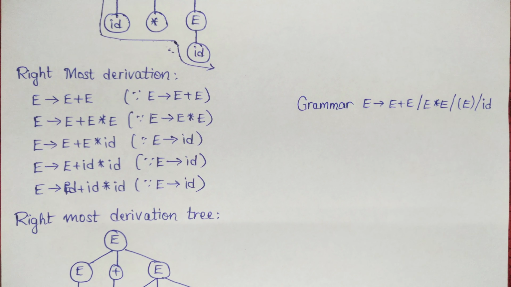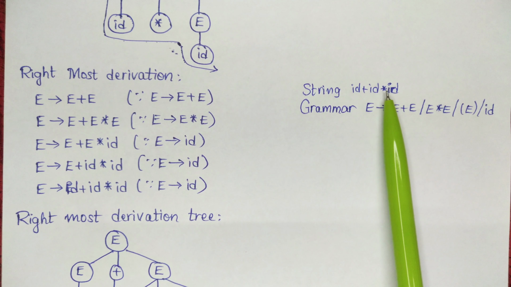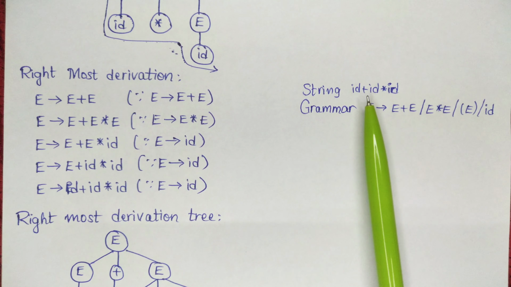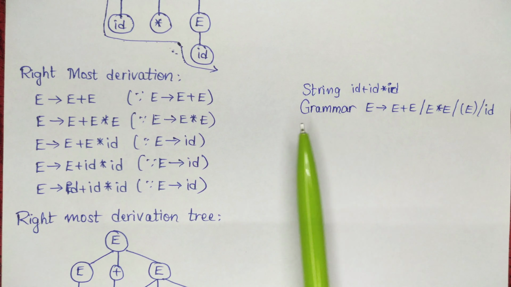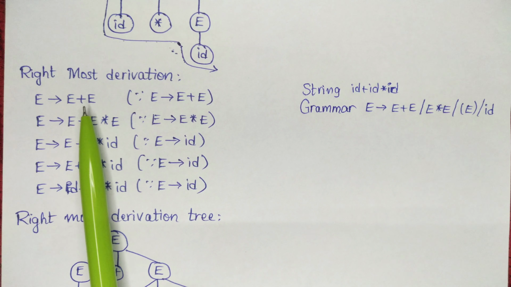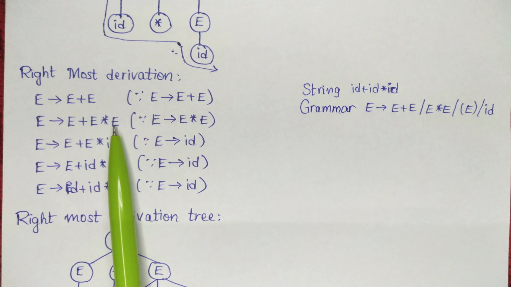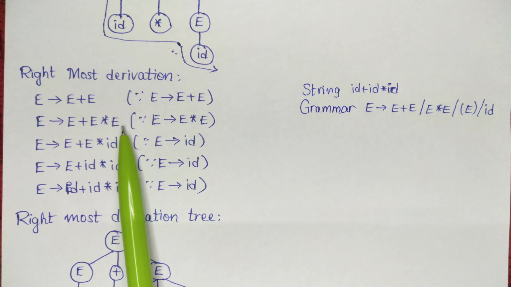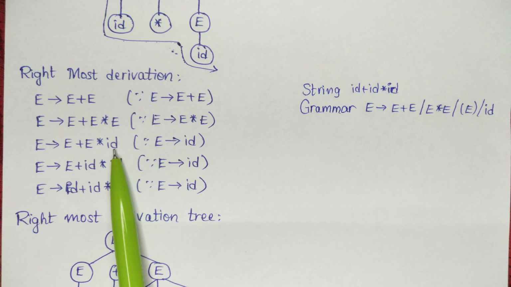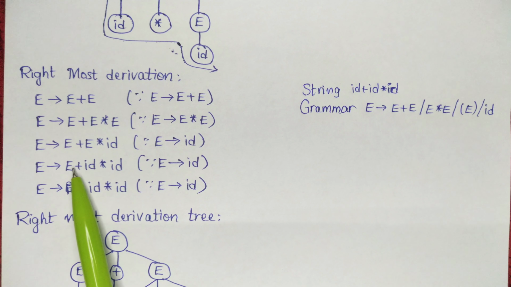Next is rightmost derivation. Here in each step, the rightmost non-terminal should be expanded. So to produce ID plus ID into ID, we first focus on star and later plus. First take the production E produces E plus E and in the next step we have the production E produces E into E. So replace this E with E into E and we have E produces ID. So replace these E's with ID one after the other. First this E is replaced with ID and then in the next step this E is replaced with ID and later this E is replaced with ID.